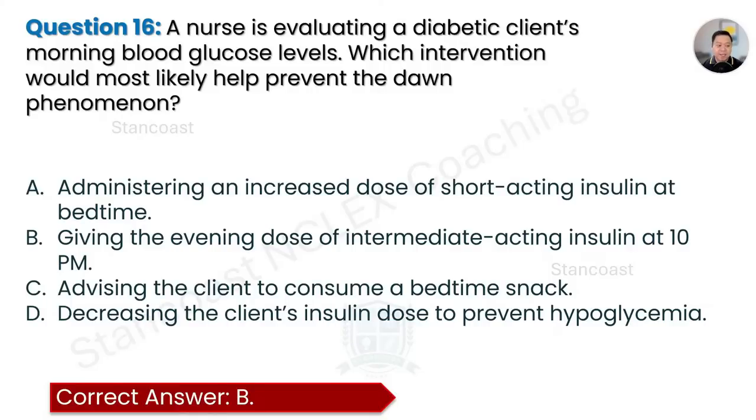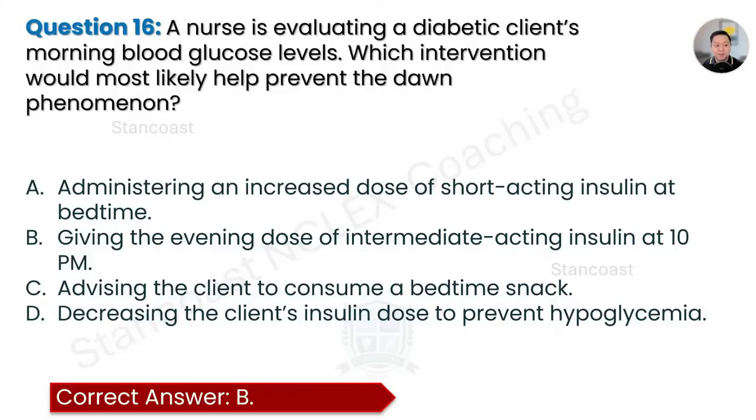Now, we have letter A as one of the incorrect options. Short-acting insulin, such as a regular insulin, has a short duration, and it will typically peak within 2 to 4 hours, and it will not last throughout the night, so it would not prevent the blood glucose rise caused by the dawn phenomenon, which occurs in the early morning hours.